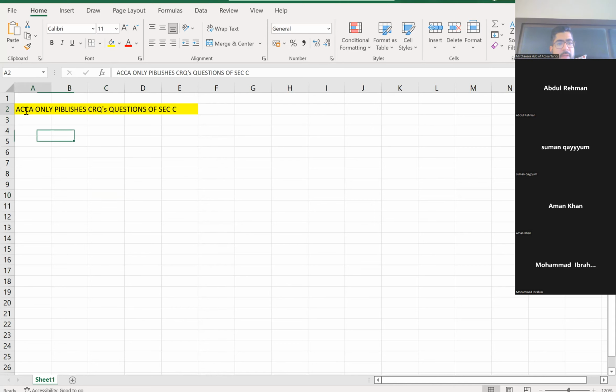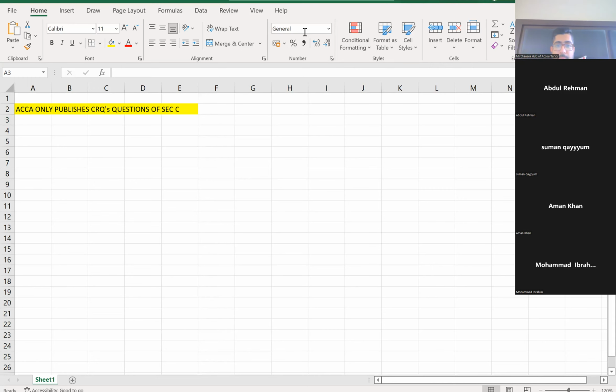Rarely, if you go on the ACCA website and look for past paper questions, maybe in hardly one attempt, are you able to find questions from section B MTQs. MCQs are never published by ACCA, even if you go to the ACCA website. It's not just about F5 Performance Management. You talk about F7 Financial Reporting, F6 Taxation, F9 Financial Management, audit and assurance. MCQs are never published.